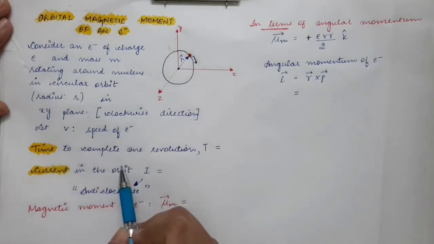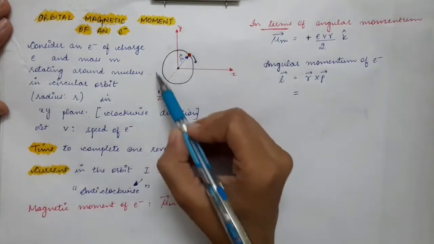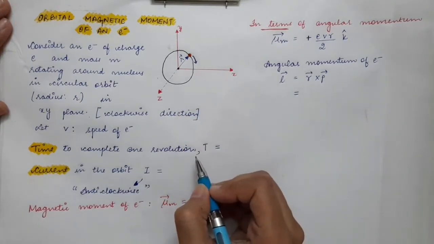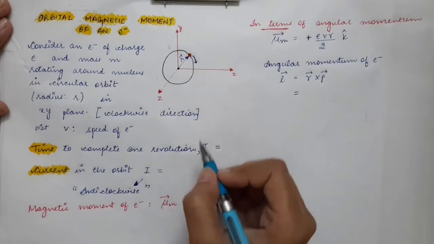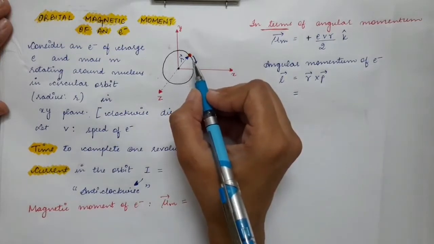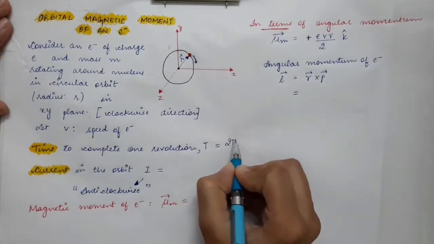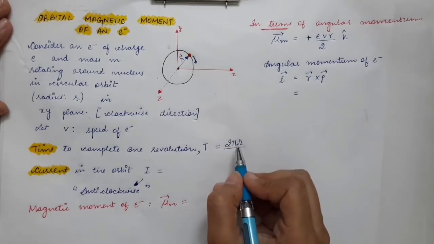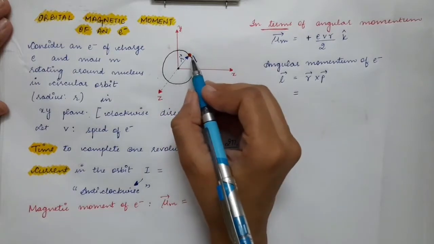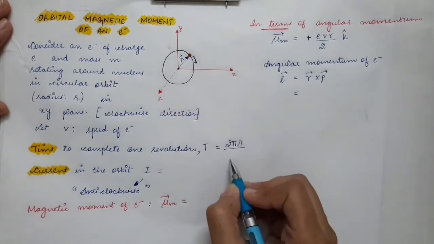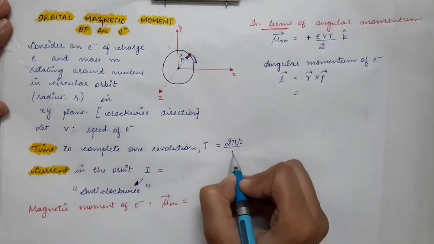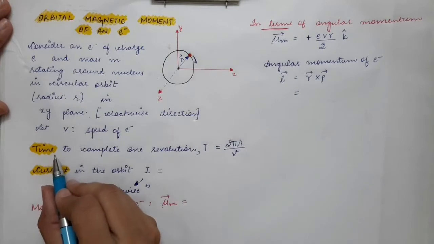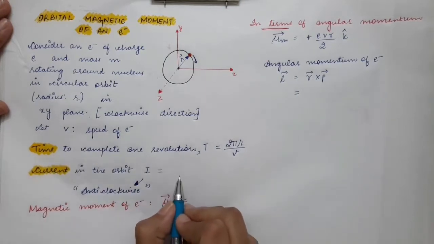So what will be the time period? The time period will be equal to the distance traveled over the speed. What is the distance traveled? The distance traveled is equal to the circumference of this circle, and the circumference is equal to 2 pi r. So 2 pi r is the distance which is traveled by the electron in this circular motion, divided by its speed, and its speed is considered to be equal to v. So this is the formula for calculating the time to complete one revolution.